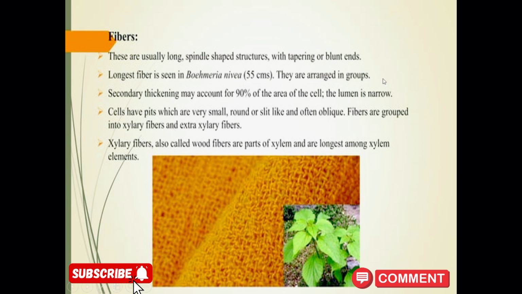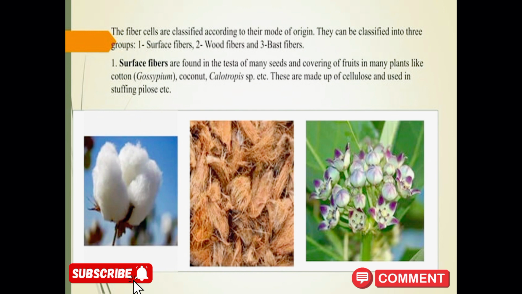Secondary thickening may account for 90% of the area of the cell. The lumen is narrow. When the sclerenchyma becomes mature, the protoplasm, the living matter, becomes exhausted, and the protoplast area is covered by the deposition of the cell wall. Fibers are again divided into two types. Xylary fibers are those derived from the xylem, and extraxylary fibers are those present outside the xylem bundles. So fibers are classified according to their modes of origin.